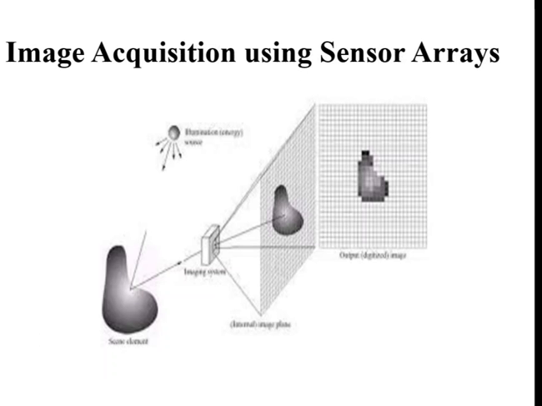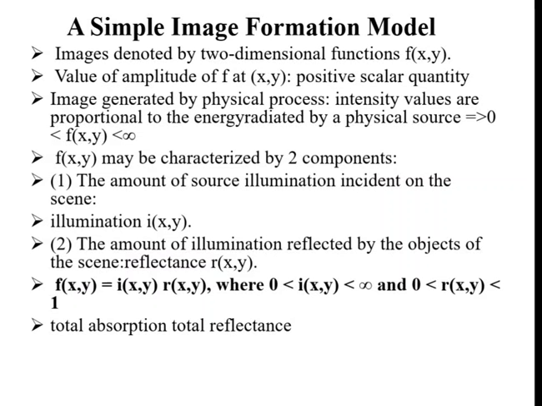Then the next one is image acquisition using the sensor array. The figure shows an example of the image acquisition process. A simple image formation model: a simple image includes a simple image formation model. An image is denoted by a two-dimensional function, that is f of x,y. We had earlier discussed what is meant by a digital image and what the coordinates of a digital image are. There are two coordinates, and it's a function of, that is, the intensity at these coordinates.